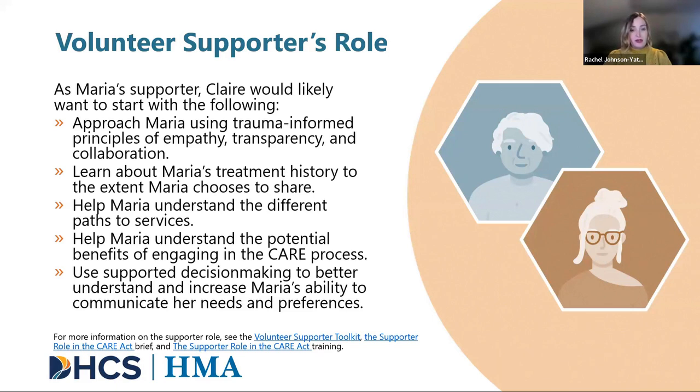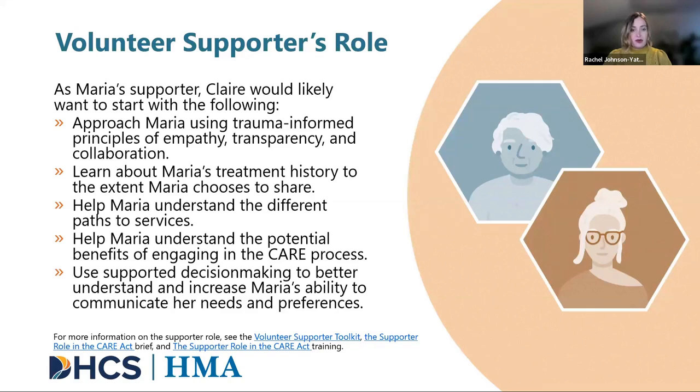Oftentimes, these are really important ways to make sure that the care participant feels heard, feels seen, and really is an active participant in the decisions that are being made about their process and involvement in the care process itself.